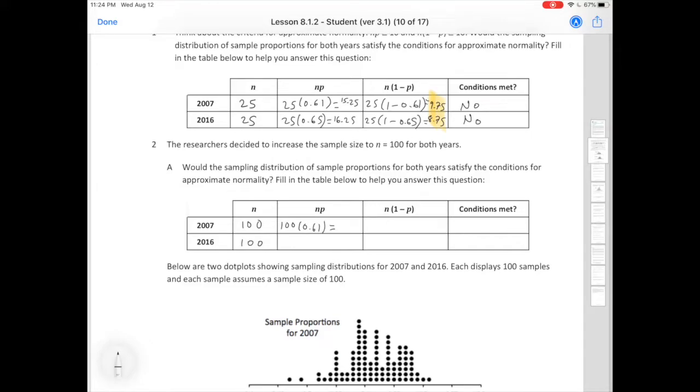100 times 0.61 is actually 61. And 100 times 1 minus 0.61 is 39. 100 times 0.65 is 65. And 100 times 1 minus 0.65 is 35. So in this case, the answer is yes for all of these, because everything is bigger than 10, so we're good. So we're going to go with a size of 100.